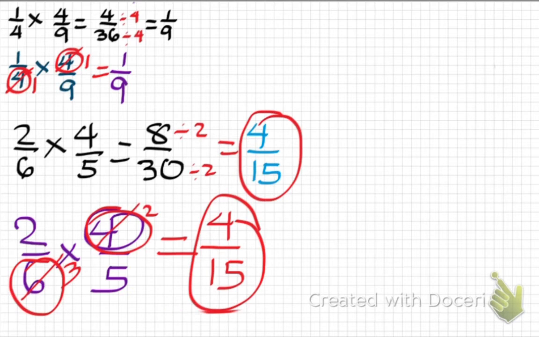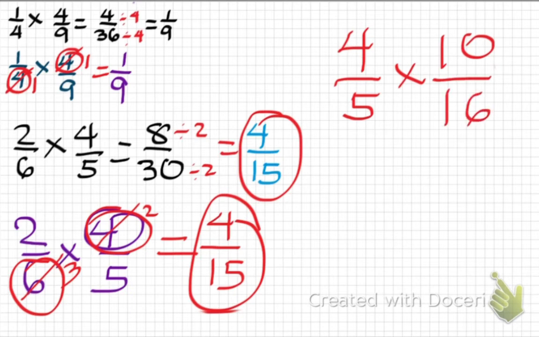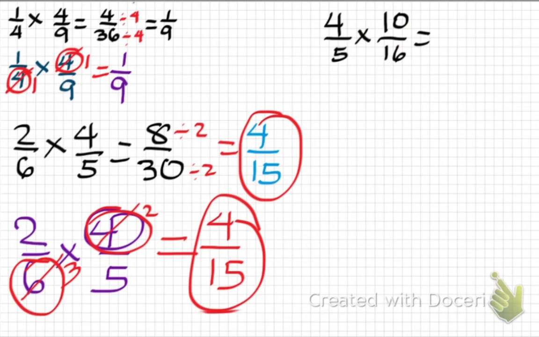Now let us try another example. We see 4/5 times 10 over 16. So we have our fractions, 4/5 times 10 over 16. Now let us find the common factors of the numerators and denominators. Let's have here 10 and 5. So they're both divisible by 5. So I will just cancel here. 5 divided by 5 equals 1 and 10 divided by 5 equals 2.